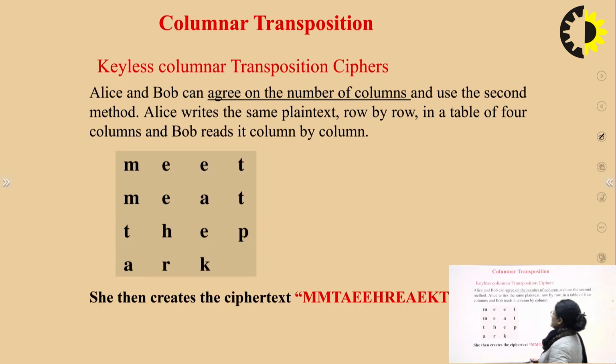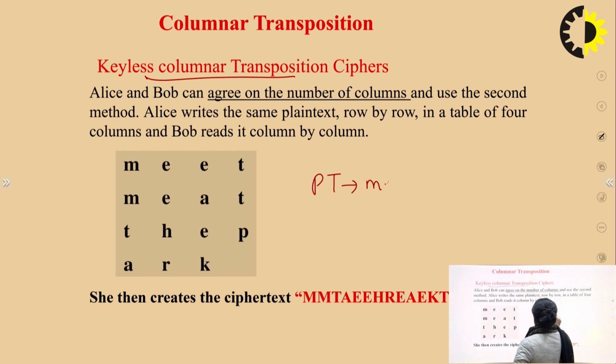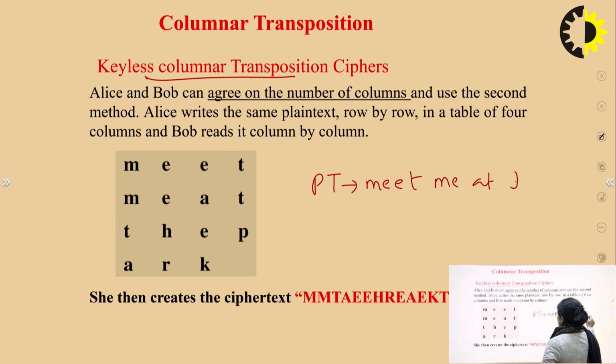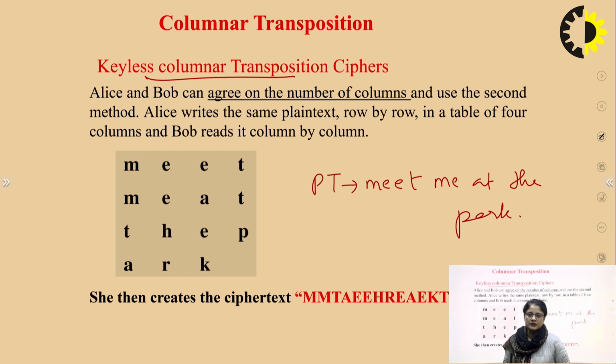In this example, this is an example of a keyless transposition cipher where the plain text that we want to work upon is "meet me at the park." This is the plain text that we want to encrypt, and in this columnar transposition cipher, what is required is rows of fixed size.